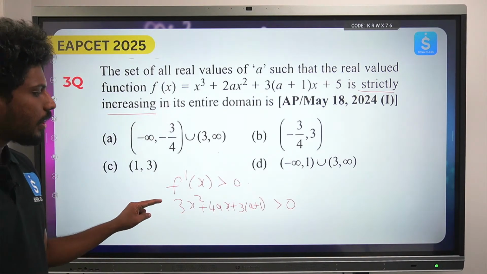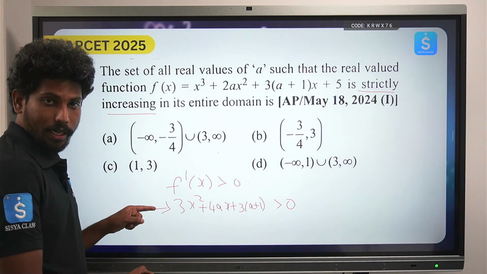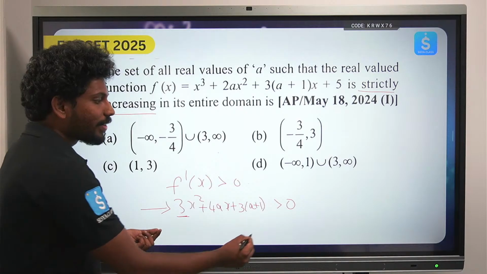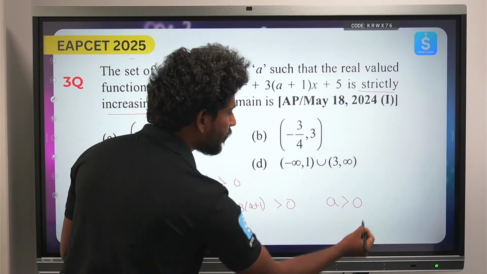So if you see here, this is again a parabola. But here if you see, what is the value of the coefficient of x square? That is plus 3, which is greater than 0, right? Which is greater than 0.